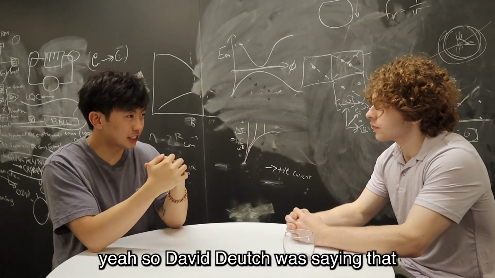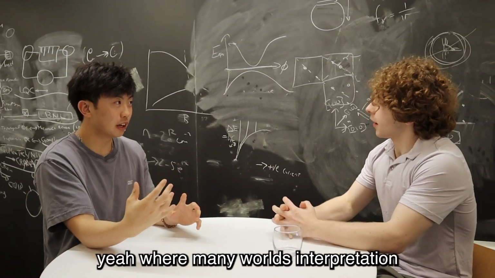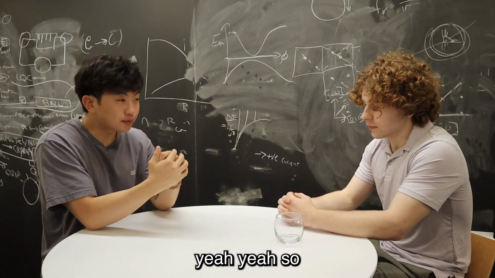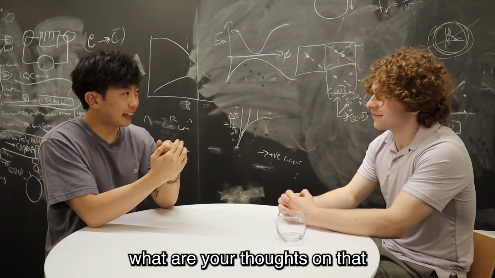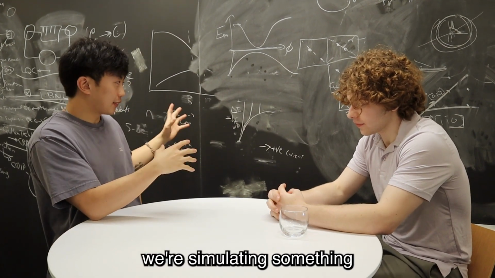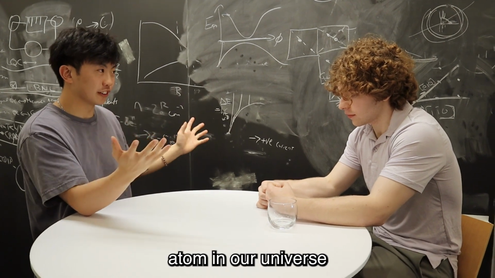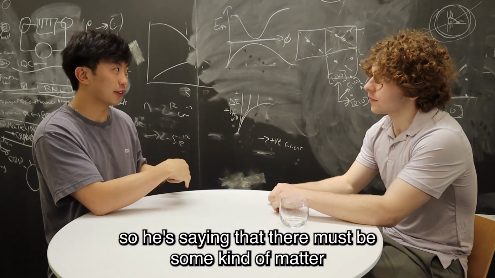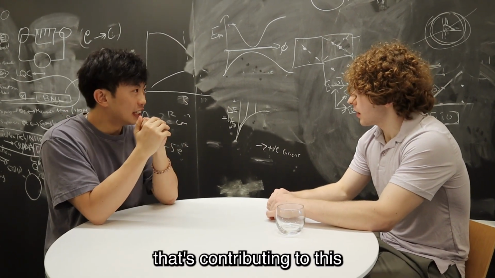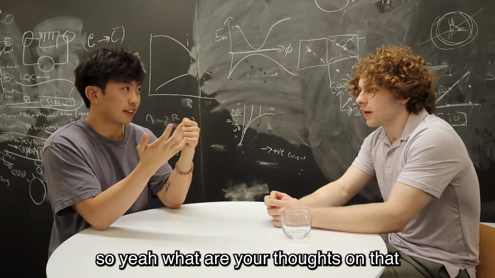So David Deutsch was saying that he's a pretty big supporter of this many worlds theory. Many worlds interpretation, yeah. So what are your thoughts on that? Because that argument is really cool, where we're simulating something that has more computation power than every single atom in our universe. So he's saying that there must be some kind of parallel matter somewhere else that's contributing to this computation. So what are your thoughts on that?